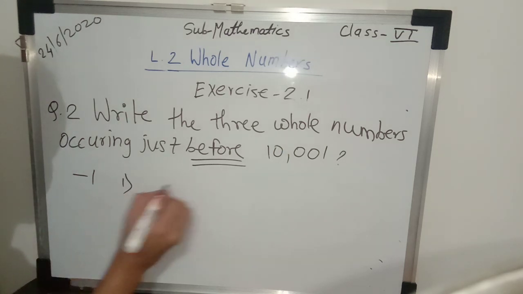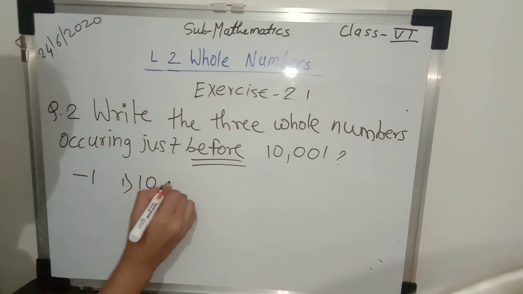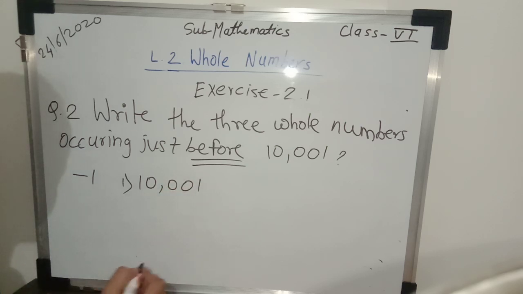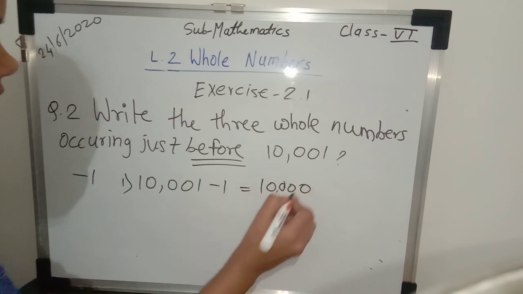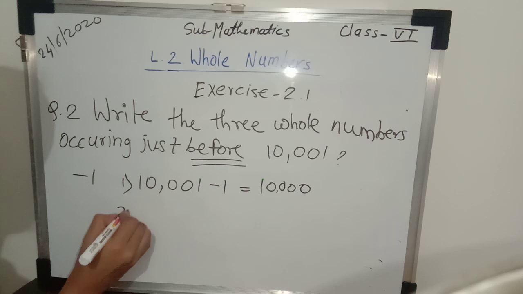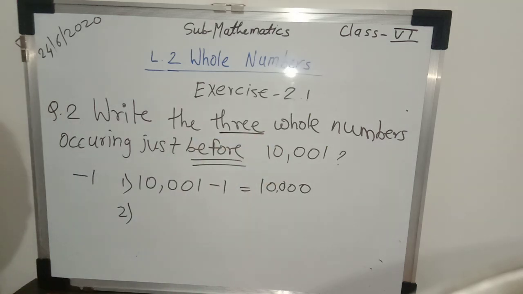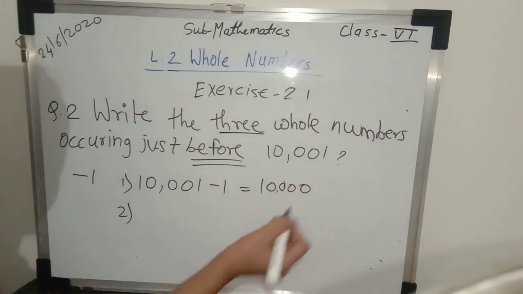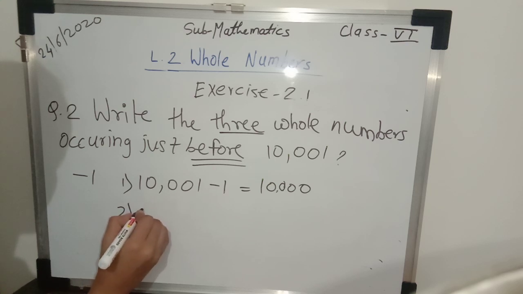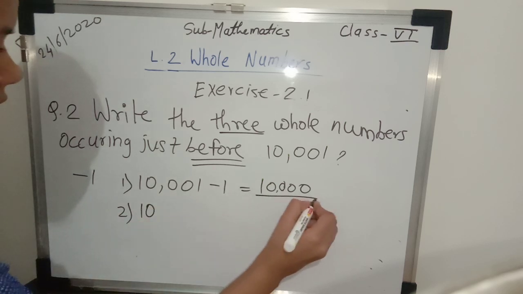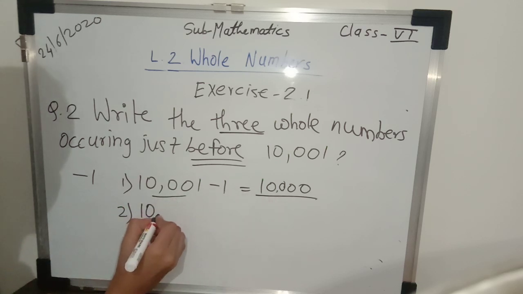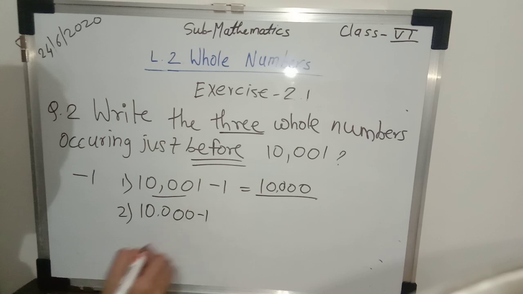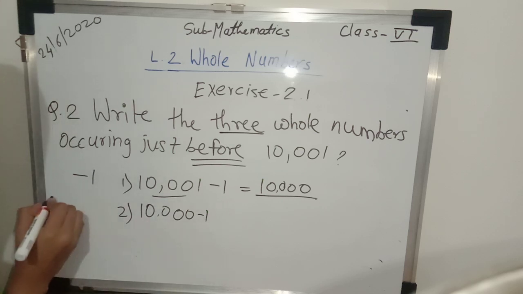So the first number is 10,001. We have to subtract 1, and here we can simply say the number before is 10,000. Again, they have said that we have to find 3 numbers. So to find the second number, whatever answer we get from the first number, we will subtract 1 from it. So 10,000 minus 1.